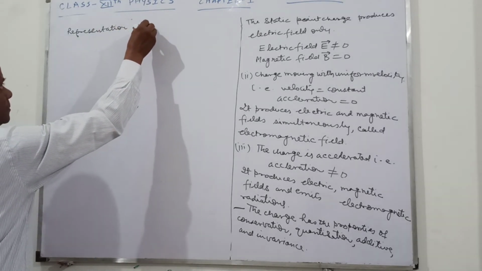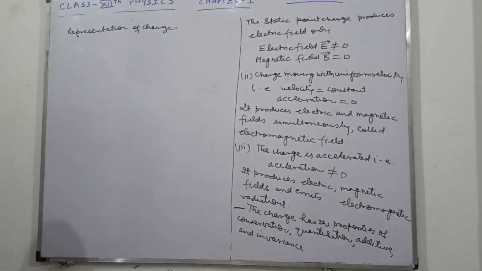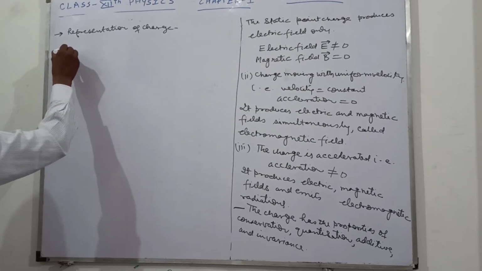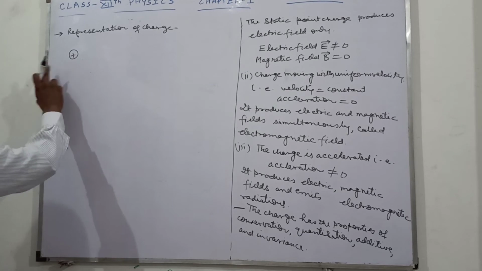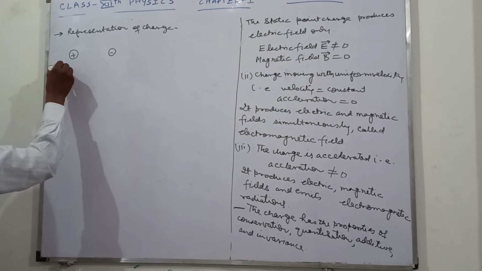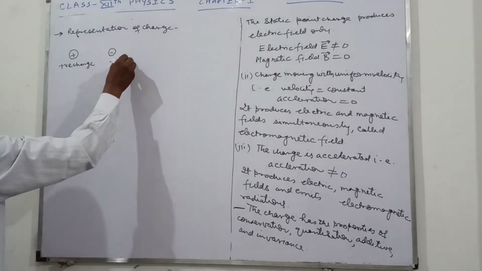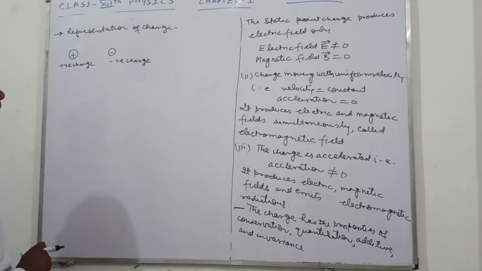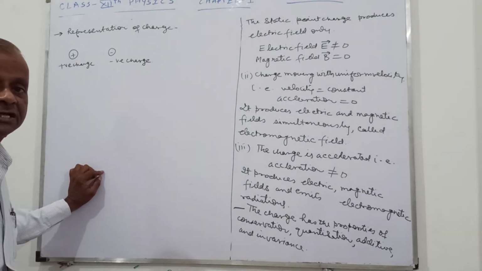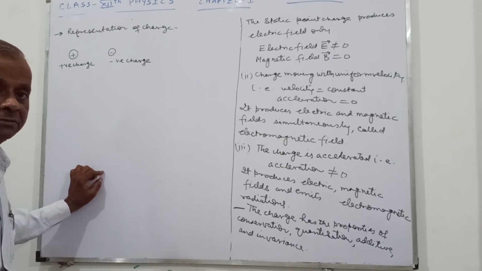Representation of charge. So a circle like this makes a positive charge, and a circle like this is a negative charge. So this is positive charge, this is negative charge. And we talk about the point charge. Point charge means when the charge is concentrated at a single point, then it is called the point charge.